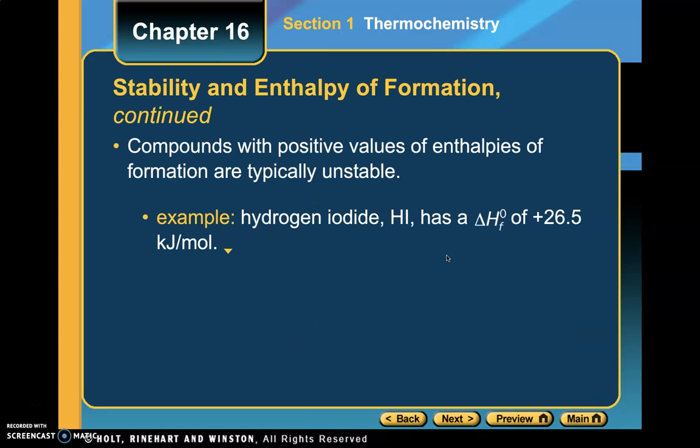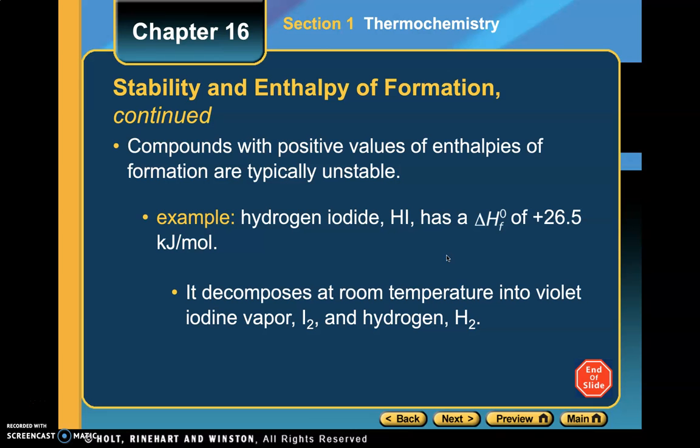Yeah, so a positive value usually means it's unstable. So something like hydrogen iodide has a plus 26.5 kilojoule per mole delta H of formation. And so what's that telling us? That's telling us that it doesn't want to stay as HI, right? It wants to move to something else. So it's going to require energy to go ahead and break it down into a more stable situation with the decomposed iodine vapor and hydrogen gas. Cool, so I'm just trying to point out that this delta H F naught number can tell you some things about the chemicals.